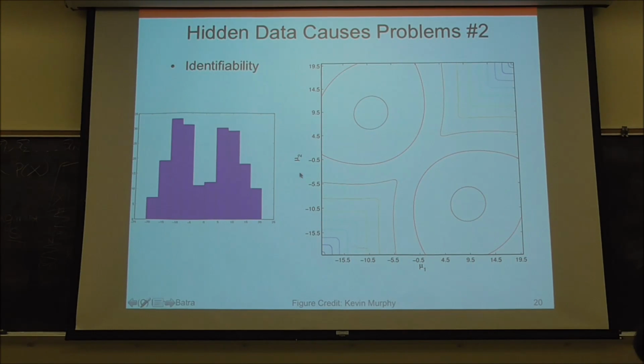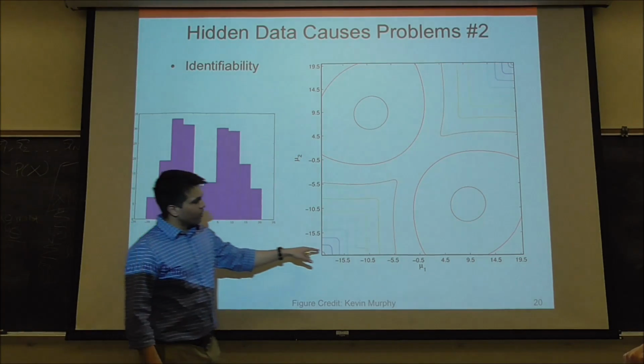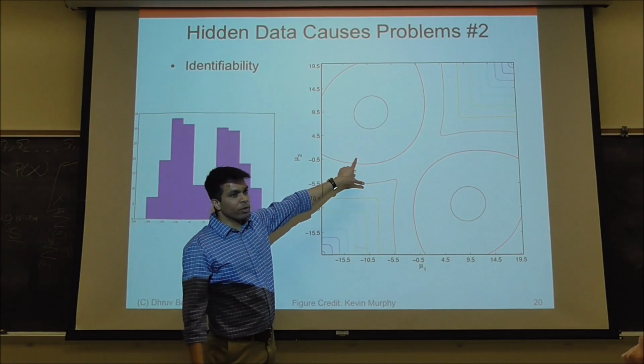The other thing that we talked about is this problem of identifiability. Right? We talked about how if you have one-dimensional data and you have to estimate two parameters, mu1 and mu2, this is a 2D view of the heat map or the contour map of the log likelihood, the marginal log likelihood.